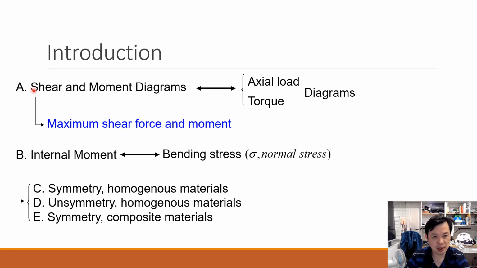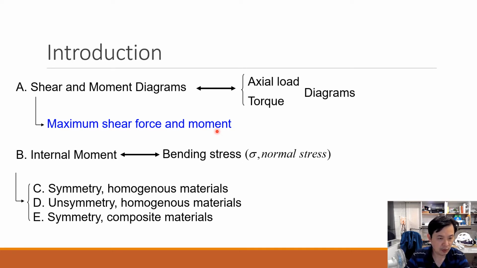The first one is shear and moment diagram, which are very similar to what we have learned in chapter 4 and 5. In chapter 4, we learn axial load diagram, and in chapter 5, we learn torque diagram. For shear and moment diagrams, they have very similar function as these two types of diagram. They both are used to find the maximum and minimum shear force and moment along the beam.